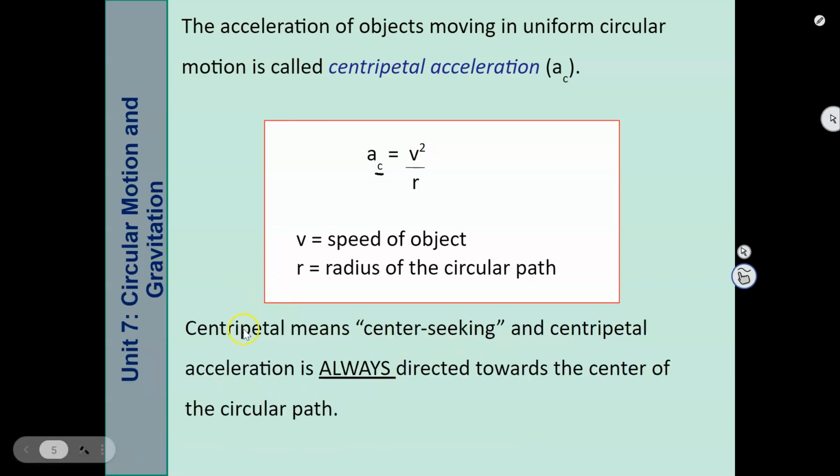We have seen several examples where we've talked about something moving in a circle, and we've noticed that this acceleration and the force is always going to be towards the center of the circle.